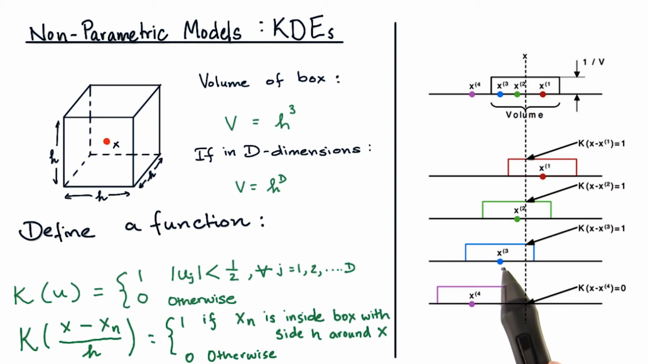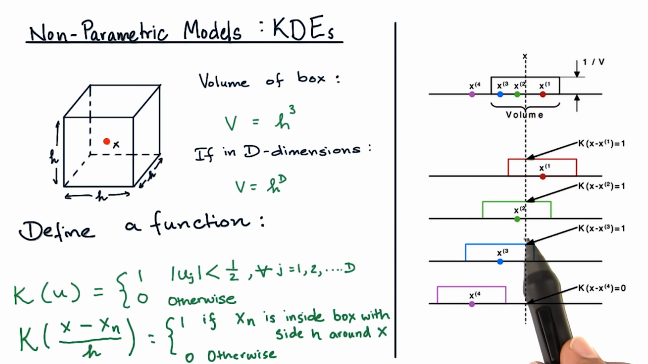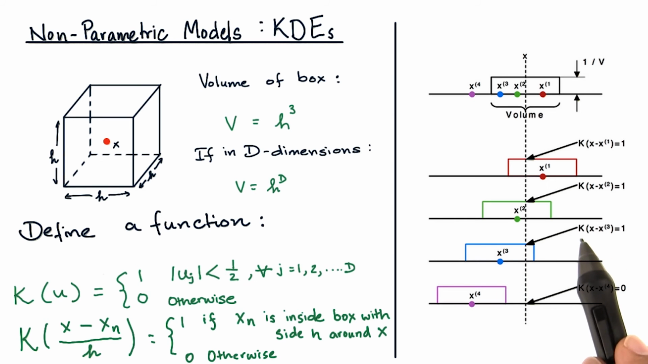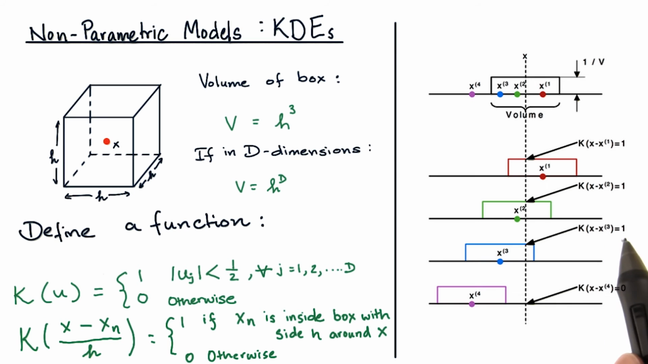Again, look at x3. The same case, we have a box of side h and x lies within this box, so we call the value of this function, the kernel function, as 1. In the case of x4, we have the box of side h, but the value of x lies outside this box. We call the value of the kernel to be 0.